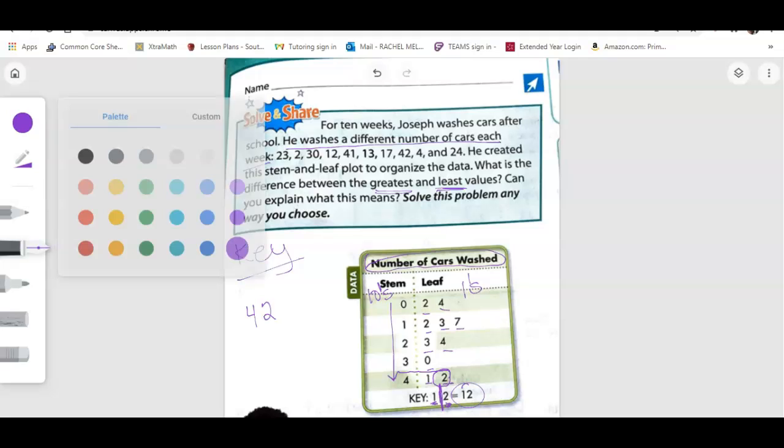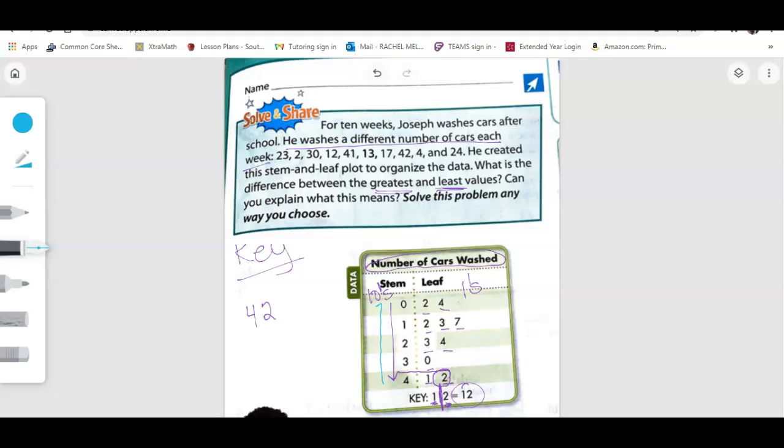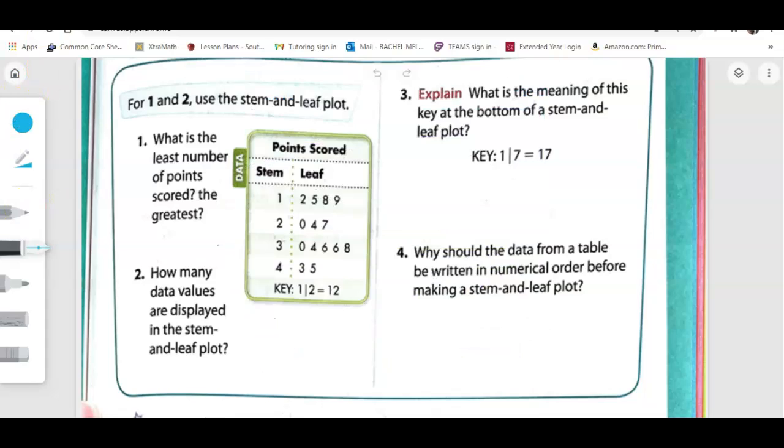And then to find the least, I go all the way to the lowest, which in this case is 0. That means there's a 0 in the tens place. And I go to the very first leaf, which is 2. So mental math tells me that the difference there is 40 cars. Now we're going to use this stem and leaf plot to answer questions 1 and 2.